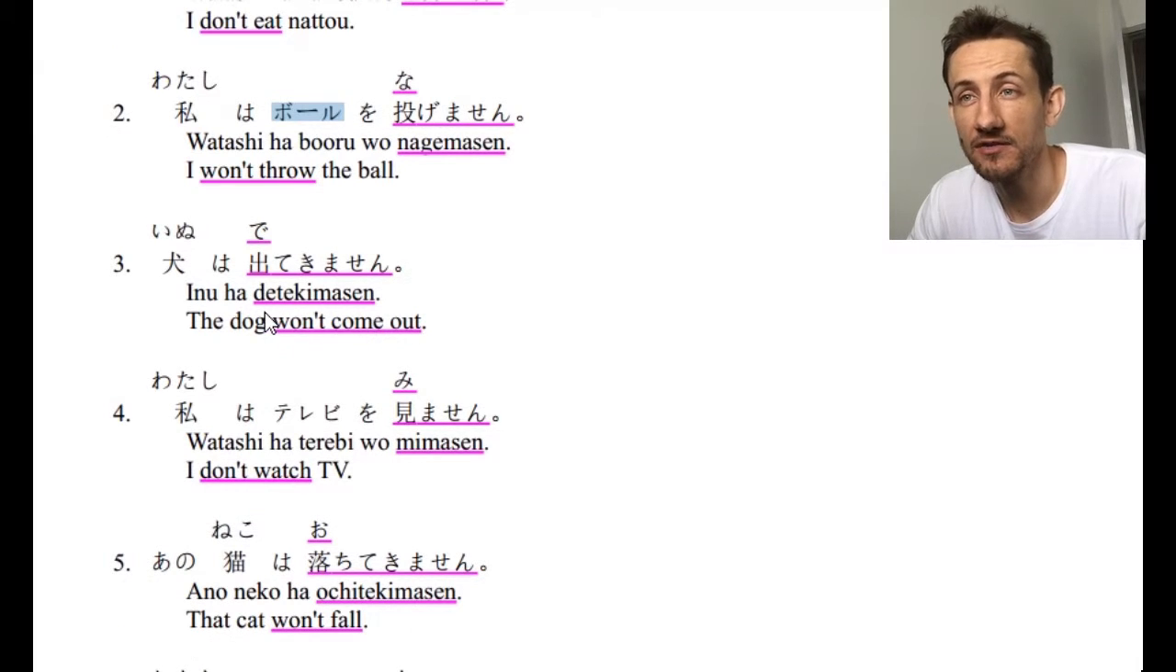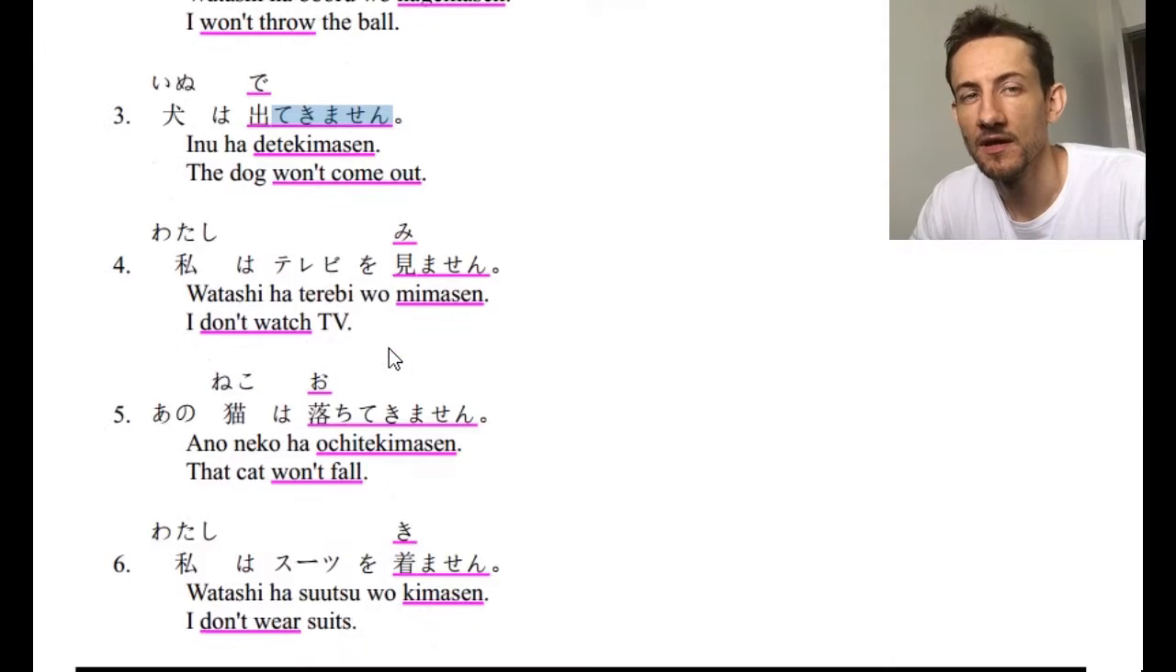Number 3, inu wa dete kimasen. The dog won't come out. This verb right here is from deru. We'll look a little later, in chapter 29 I think, at how to conjugate verbs to the te form. For now, this might be a little difficult, but don't worry about the conjugation of this particular part. Just notice the kimasen, dete kimasen, won't come out.